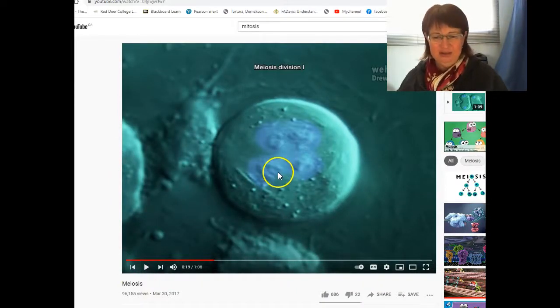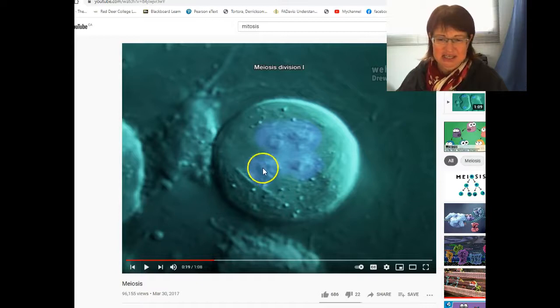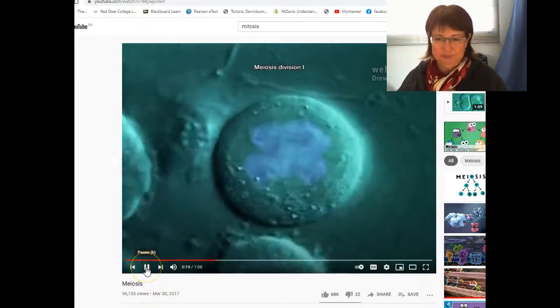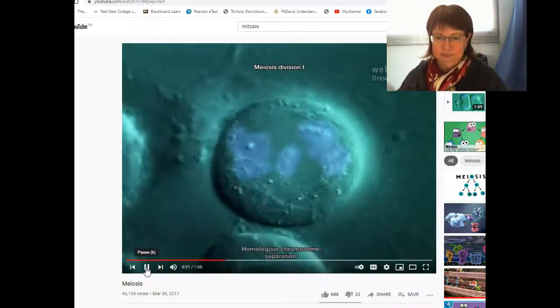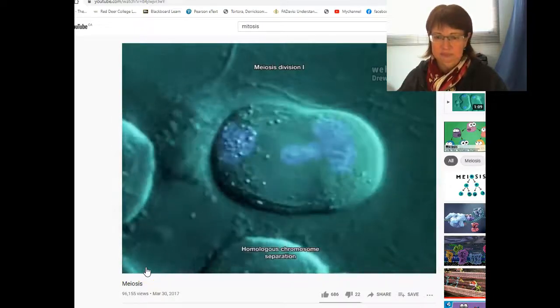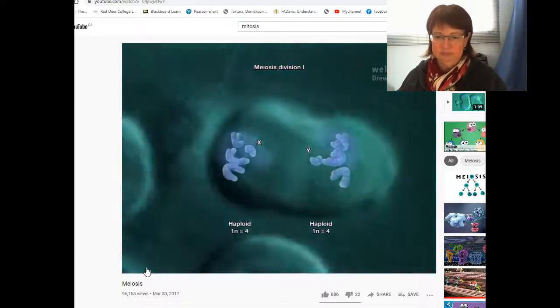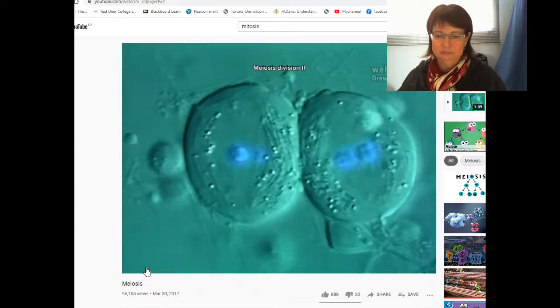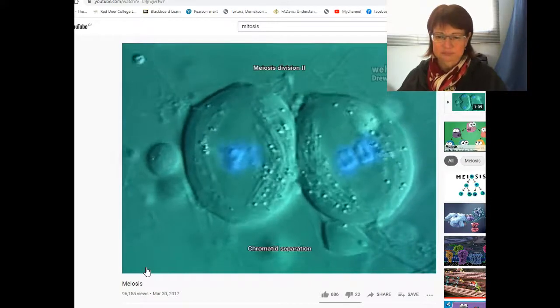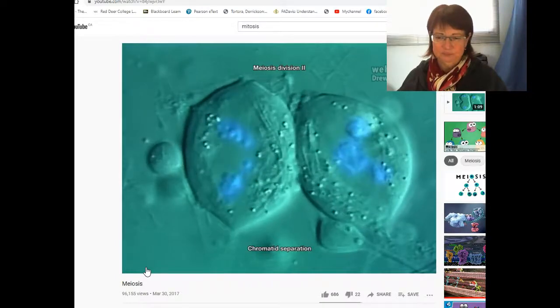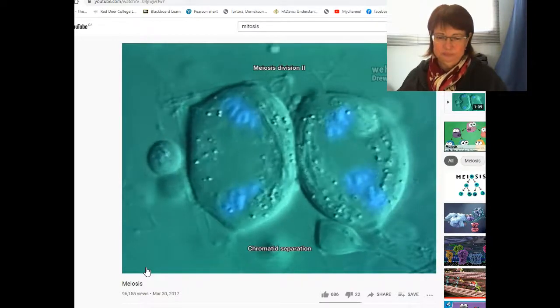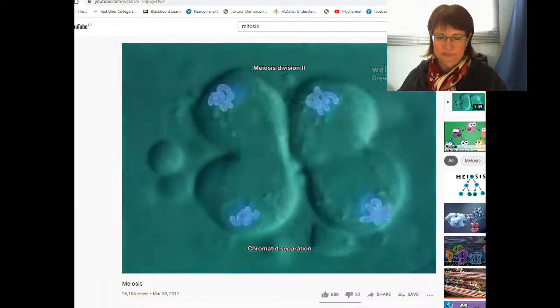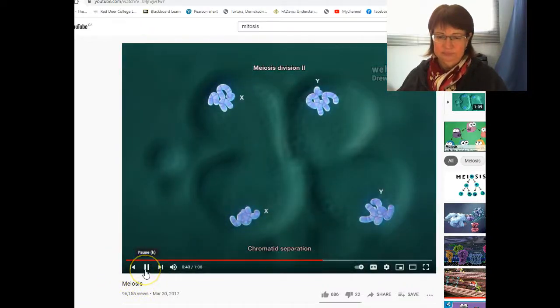So, hopefully you can see it with the resolution. Here are the chromosomes, and this is the cytoplasm around it, containing 1 copy of each chromosome. The first meiosis division separates pairs of homologous chromosomes, creating 2 haploid cells with only 1 set of chromosomes. The second division separates the chromatids in each chromosome. The end result is production of 4 haploid cells, each with a single chromatid from each chromosome.